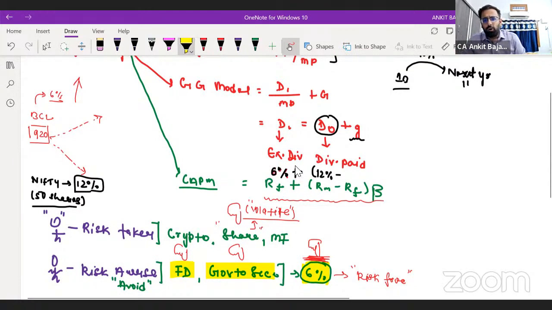So this formula, this particular equation, is also known as the market premium. I highlighted that this equation is also known as the market premium. Why market premium or market risk premium? Because you're taking risk and you are expecting more return or more premium, right?